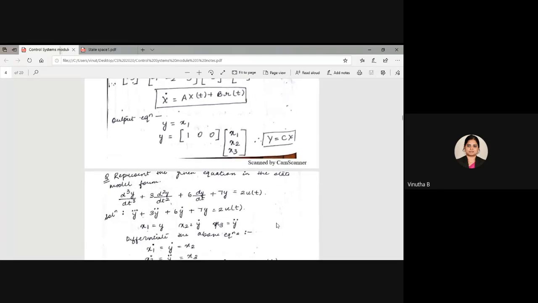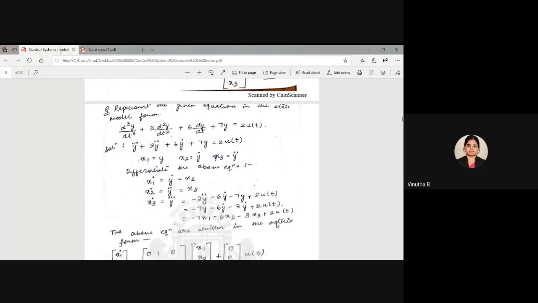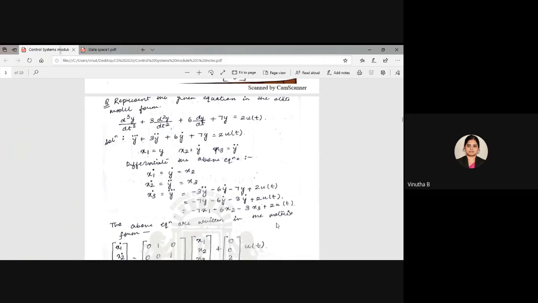So this is the kind of problems that we will be doing in state space analysis. This is one part. We have to study two more categories: one is the transition matrix, and one more is about the electrical circuits. That we will do in the next class. So take down this problem now. Represent the given equation in the state model form. Just a minute. Make a note of this equation.